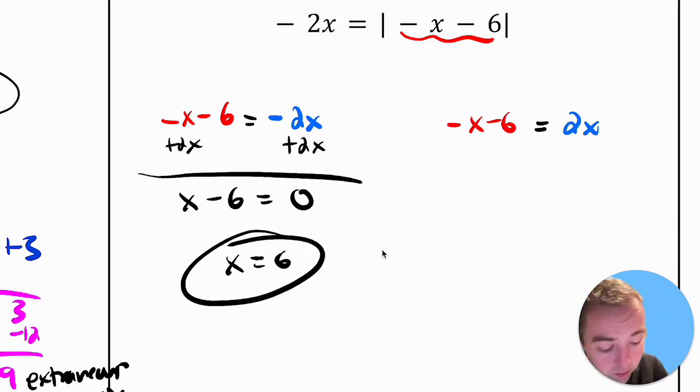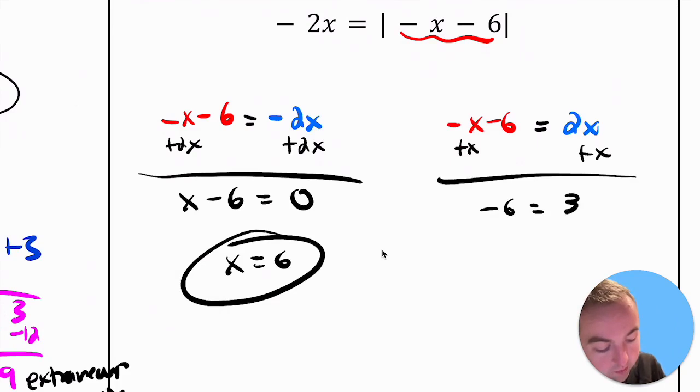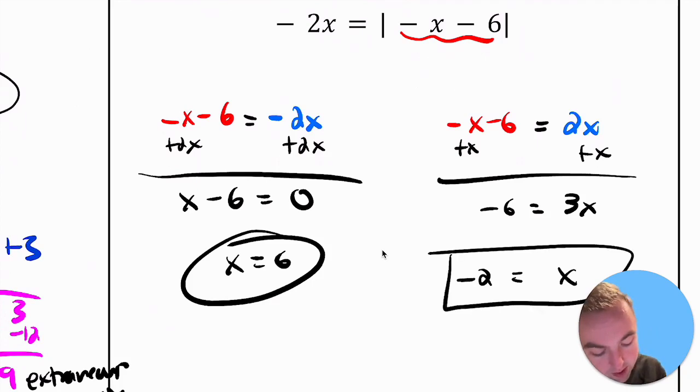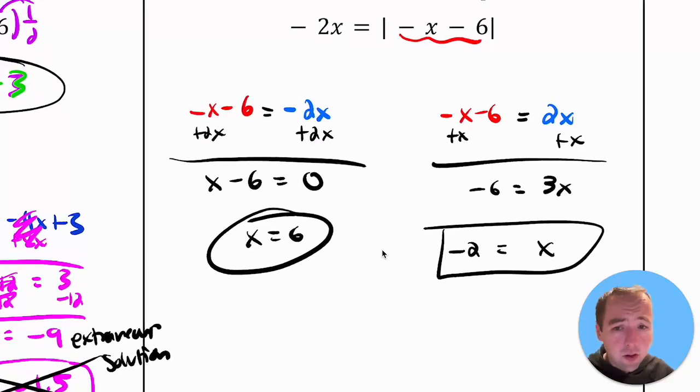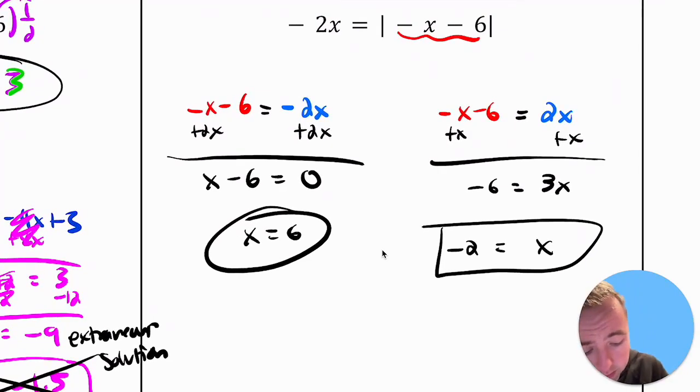And then if you go to the other one, let's add x. That means negative 6 equals 3x, and then you can divide by 3, and you get negative 2 is equal to x, right? So you get those two possible answers, and then you're going to want to plug both of them in to see if they work out okay.